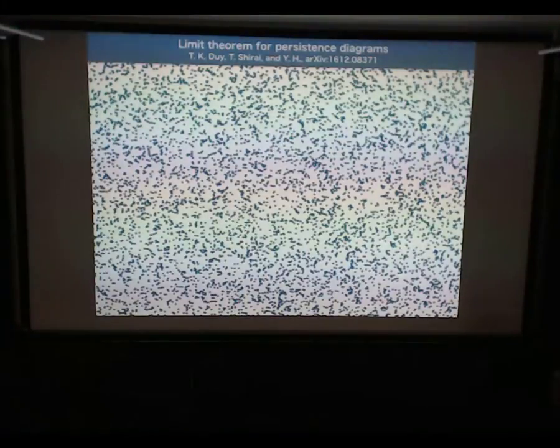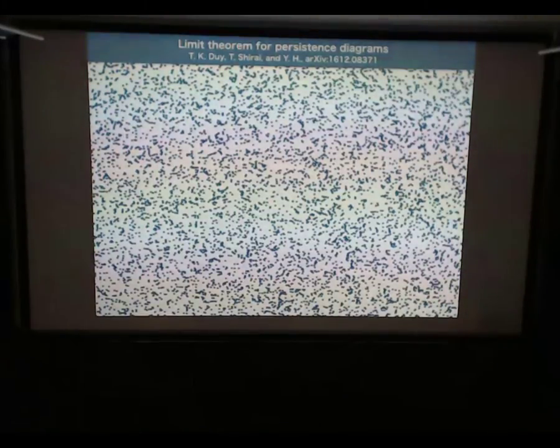And for the next part, I'll move on to the limit theorems of the persistence diagrams defined over the random point process, which is motivated by the atomic configurations of the materials.